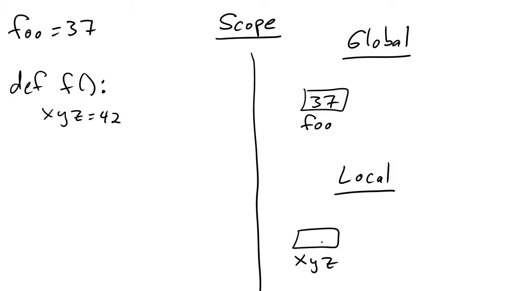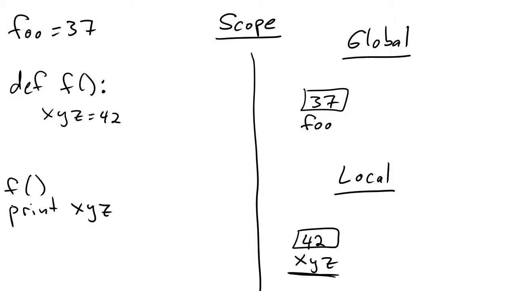It works just like other variables. We can assign it values and so on. But if we were to, say, call that function f, and then print xyz, we would get an error. And the reason is this variable xyz only gets created at the time that the function f is being executed.